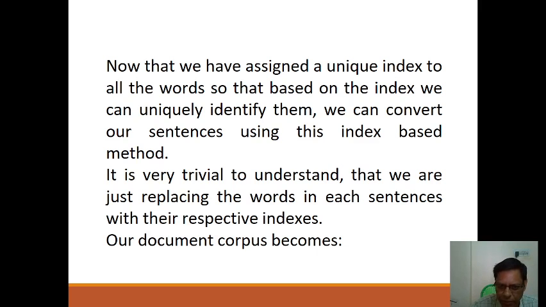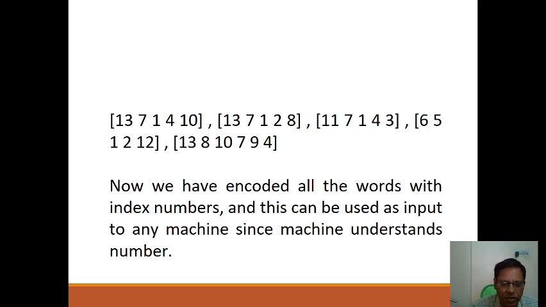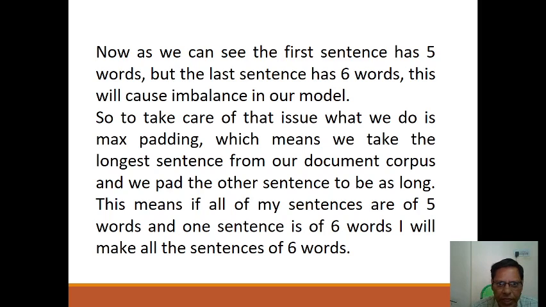It is very trivial to understand that we are just replacing the words in each sentence with their respective indexes. Our document corpus becomes like this: 5 statements, each with unique word numbers like 13, 7, 1, 4, 10. Now, as we can see, the first sentence has 5 words, but the last sentence has 6 words. This will cause imbalance in our model.